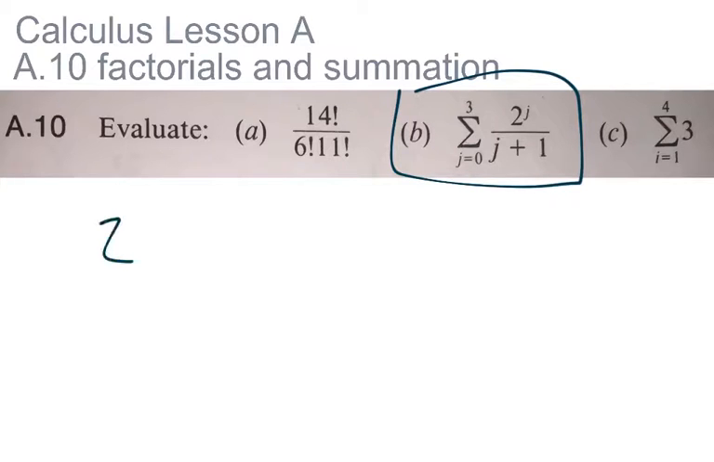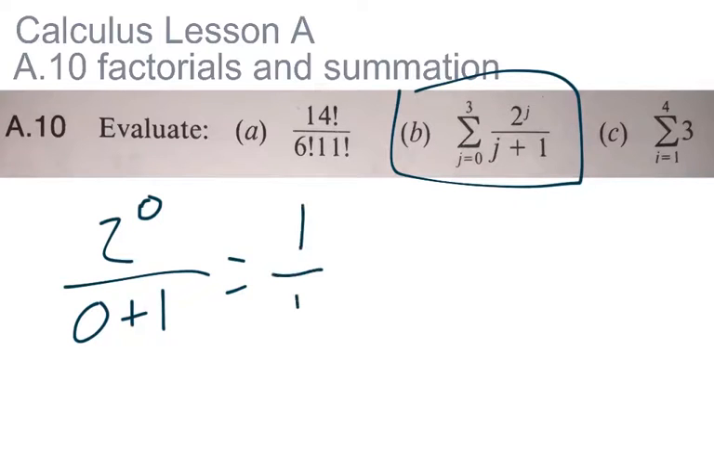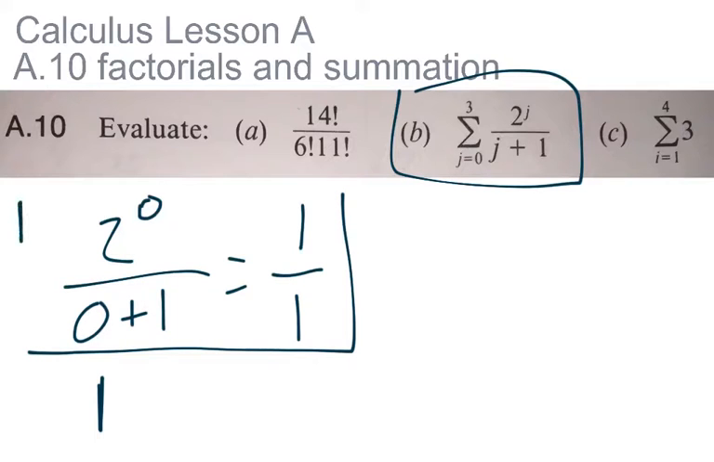So we're going to say 2 to the 0th over 0 plus 1. Now anything raised to the 0th power is of course 1, so this equals 1 over 1, and of course the answer to that will be 1. Now it's called a summation problem because we are going to add all of these answers up. So that's the first one. Now we're moving up from 0 all the way to 3. So now we punch in 1.